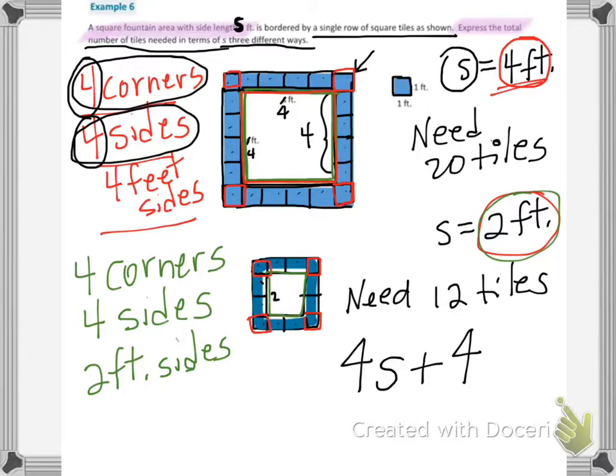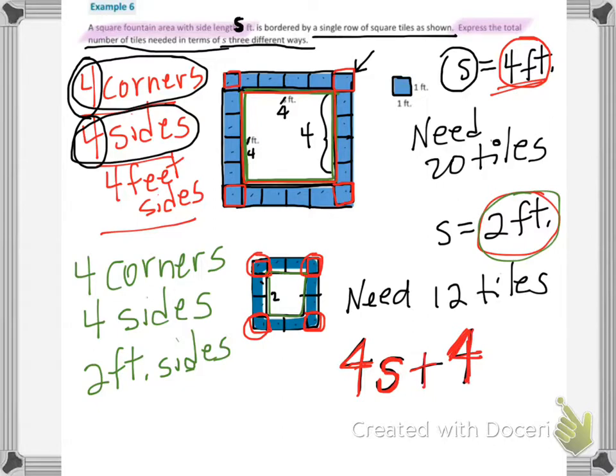Because here we have 4 sides, and the number of feet is going to stand for the number of tiles that we need to make that many feet, and then plus these 4 in the corner. All these four corner pieces are always going to be trailing at the end. So this is one way to write this expression.